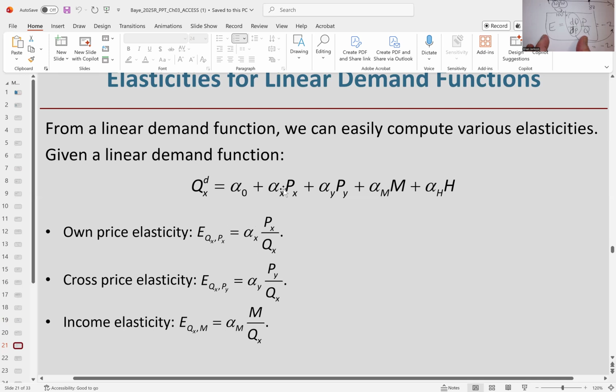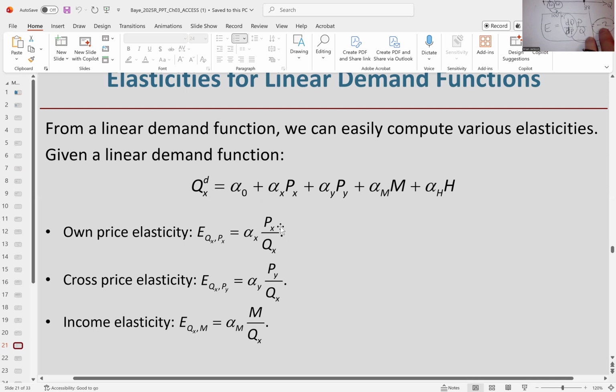I know they got Greek letters here and so forth, but alpha sub X is the derivative of Q with respect to P of X. So you just rip off that coefficient here, just like we did here. Okay. So if you understand that, that's okay. If you don't, well, you can just use the formula. But here is the derivative. That's alpha sub X. That's the derivative of quantity with respect to price of X. And then again, you got P over Q.